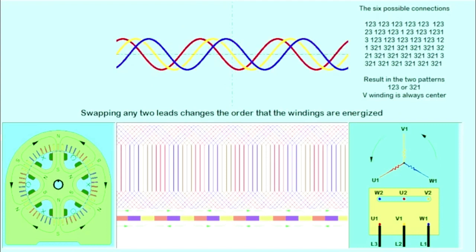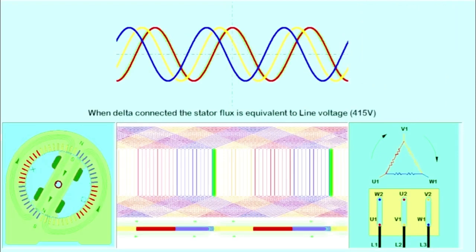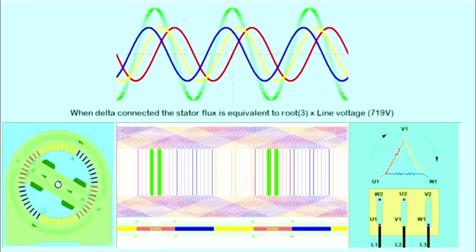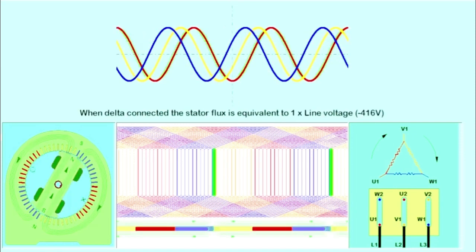Swapping any two leads changes the order that the windings are energized and reverses the direction of the motor. When connected in delta, the cycle is the same, except the voltages are based on the line voltage.